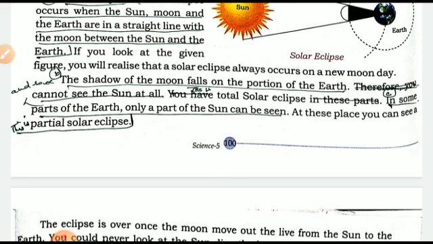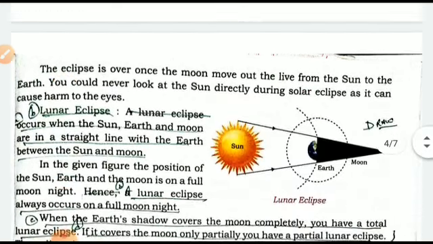In some parts of the earth, only a part of the sun can be seen. So in all these places we can see a partial solar eclipse. The eclipse is over once the moon moves out of the light from the sun to the earth. We should never look at the sun directly during a solar eclipse, as it can cause harm to our eyes.